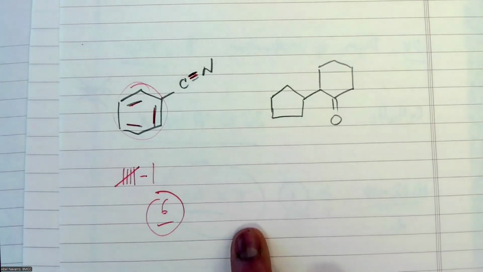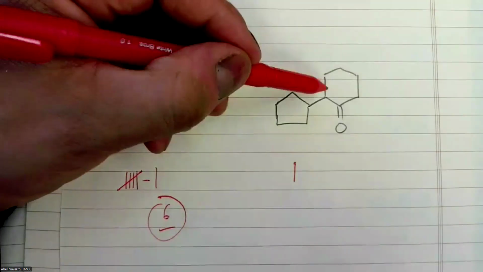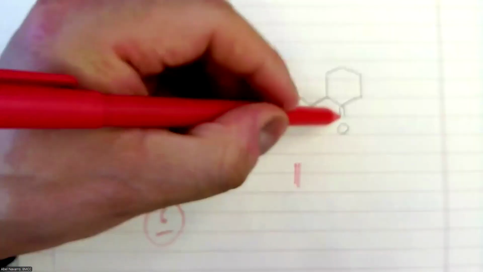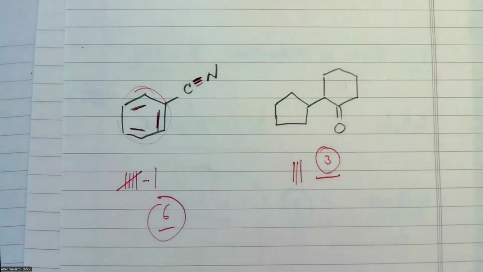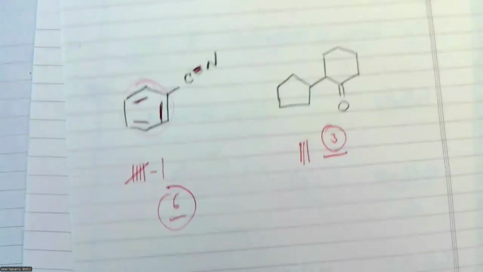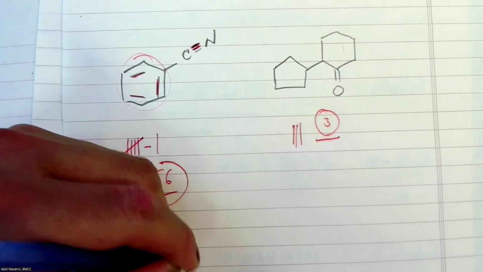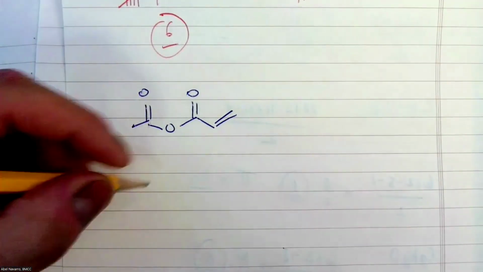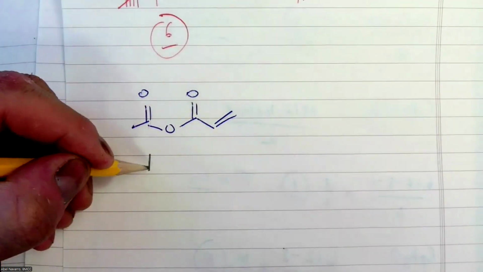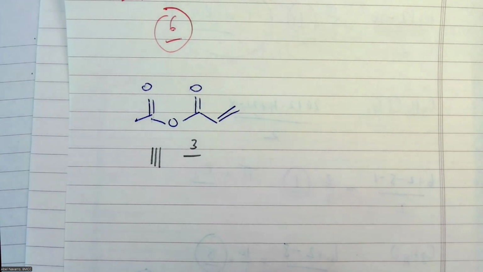Let's go to this one. This ring, 1. This ring, 2. This C double O, 3. Okay. Not bad, right? Anhydrides. Yeah. This one. This double bond, 1. This double bond, 2. This double bond, 3. 3 DUs. Okay.